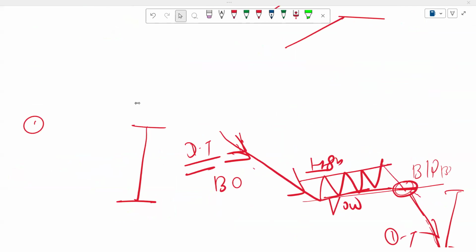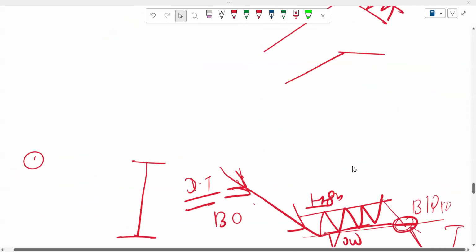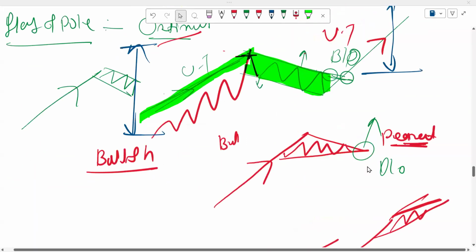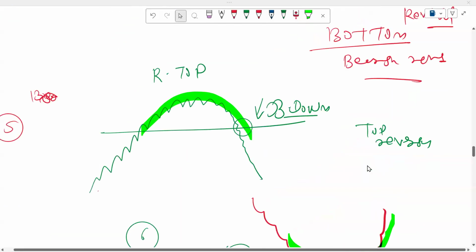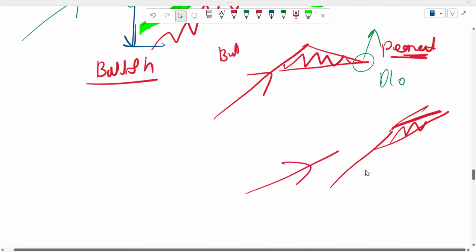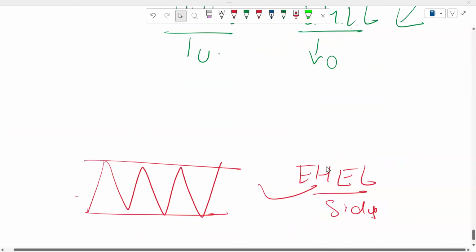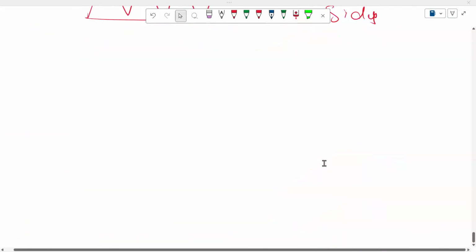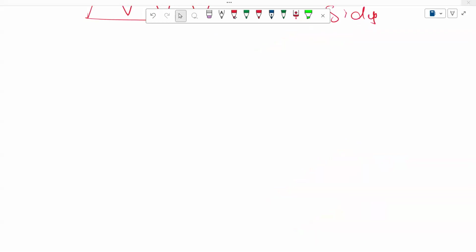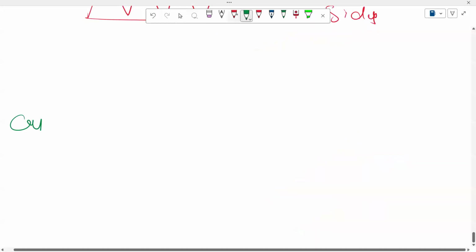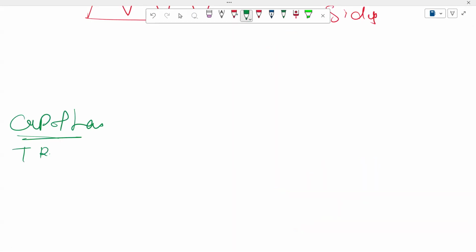Any doubt? So we have covered around 16 classic chart patterns. Oh, one more pattern I forgot about, the cup and handle. This is also a very important pattern. Cup and handle you will generally find in stocks. It is also a very famous pattern. In cup and handle, what will happen? Firstly, this is a top reversal pattern.